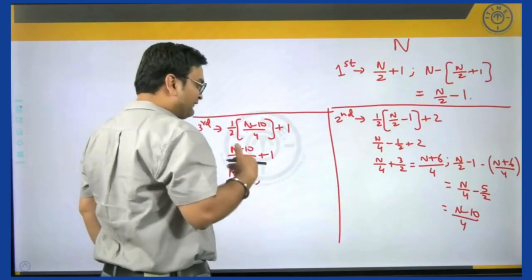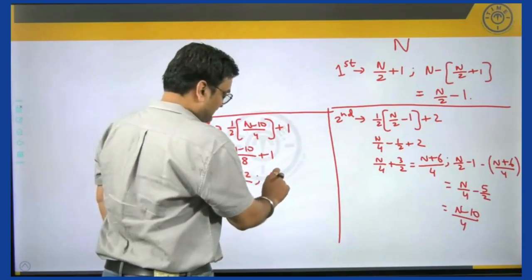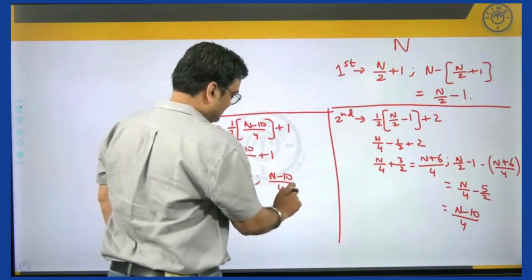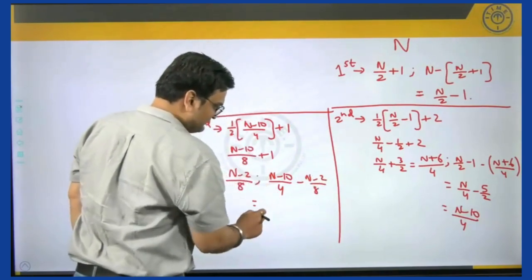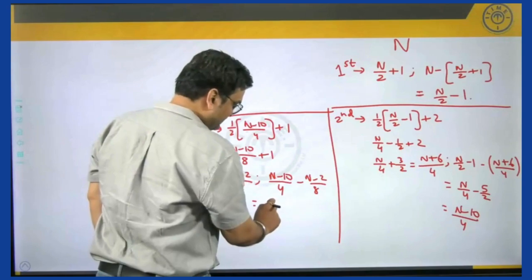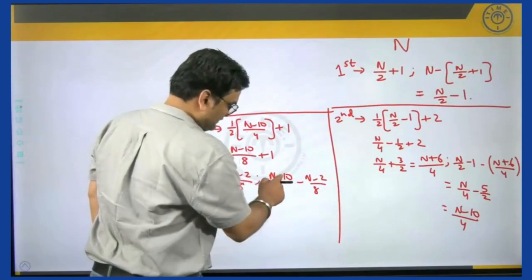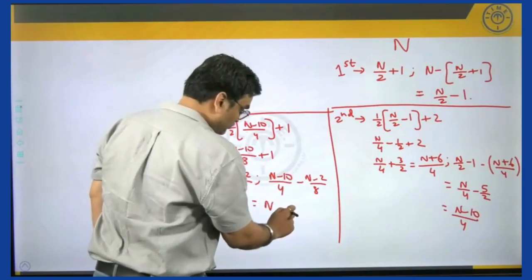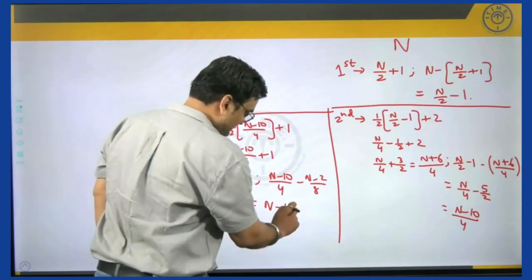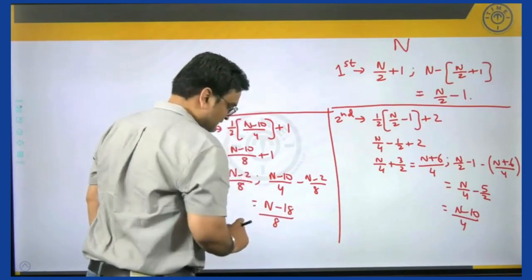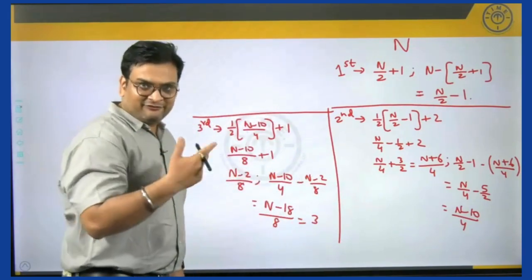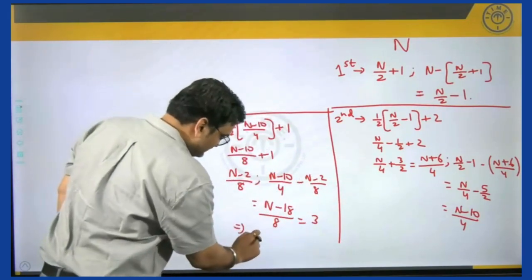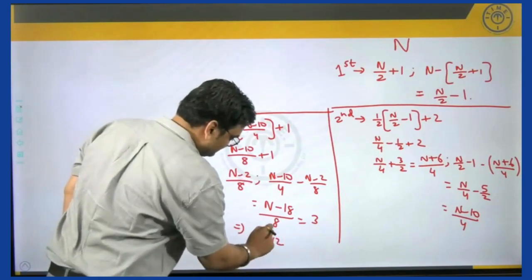And how much will he be left with after this? So n minus 10 by 4 minus n minus 2 by 8. So when you take the LCM and all, 2n minus 20. So 2n minus n is n, minus 20 plus 2. So minus 18 by 8. And this is given to be 3. Finally, he is left with 3 fruits. So when you solve this, you will get the value of n as 42.